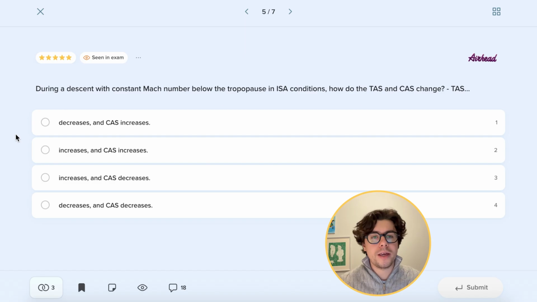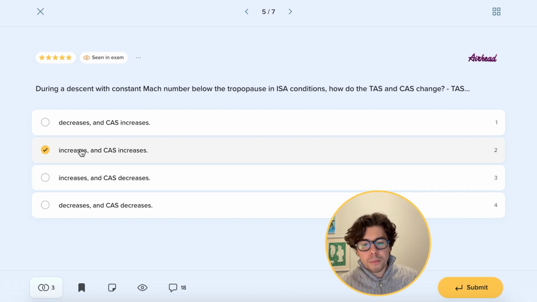as you go lower, the air is denser, so your CAS will start increasing, and the temperature will start to rise. And of course, your Mach number is a ratio between TAS and local speed of sound, where local speed of sound is dependent on the temperature only. You can calculate it roughly with a formula of 39 times the square root of temperature in Kelvin. And so in this case, both will increase.